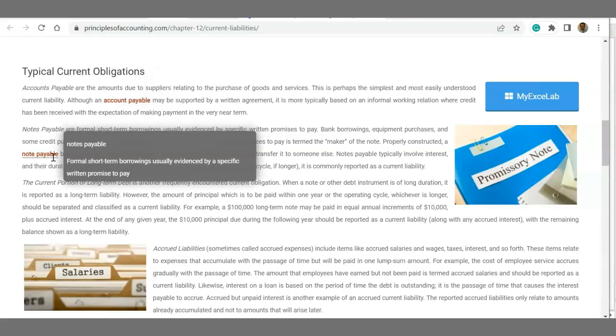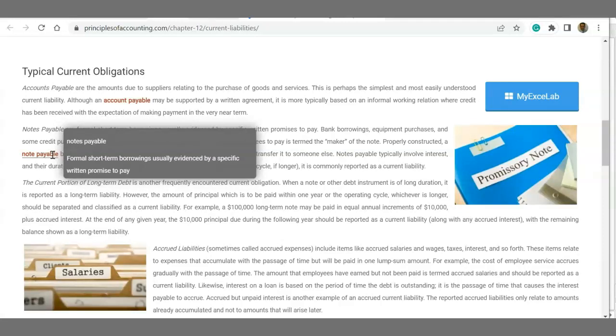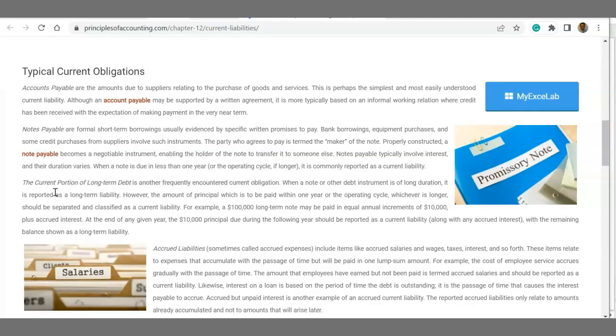Note payable is a form of short-term borrowing, usually evidenced by a specific written promise to pay, including interest. So the difference between note payable and accounts payable is that on accounts payable, you never pay interest, you just pay whatever you owe. But on note payable, not only do you pay the principal, but you also need to pay interest. A note payable might be just short term, like a 3 month note, or might be long term, like 3 years, 30 years, 10 years, 5 years, it depends. So it might be longer or shorter.